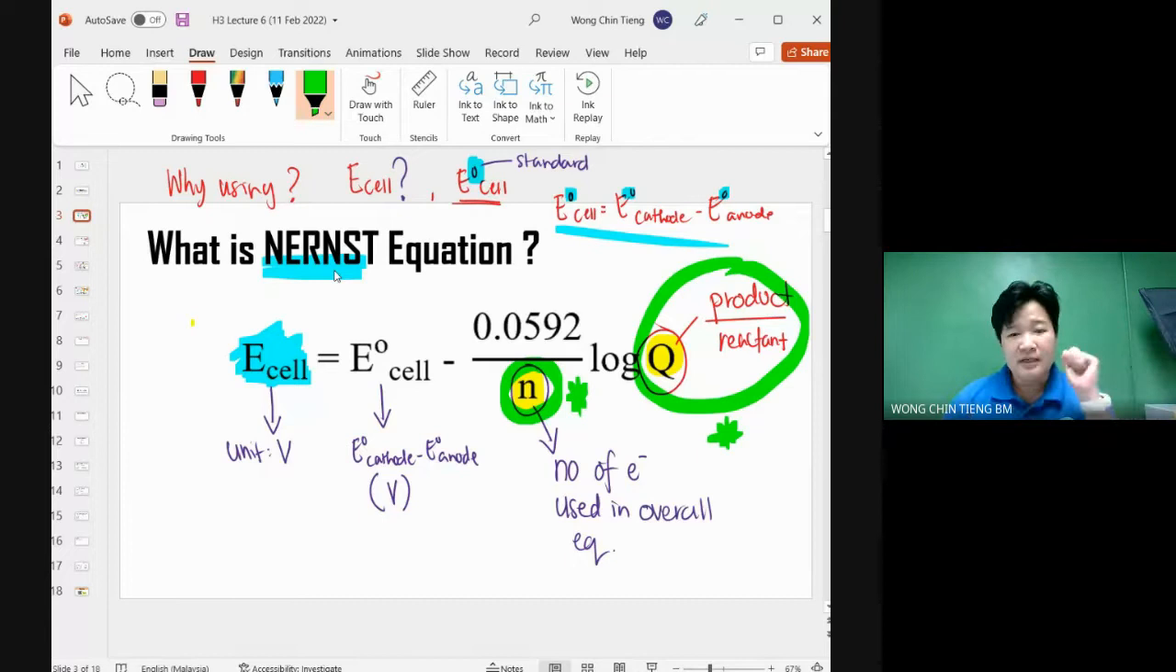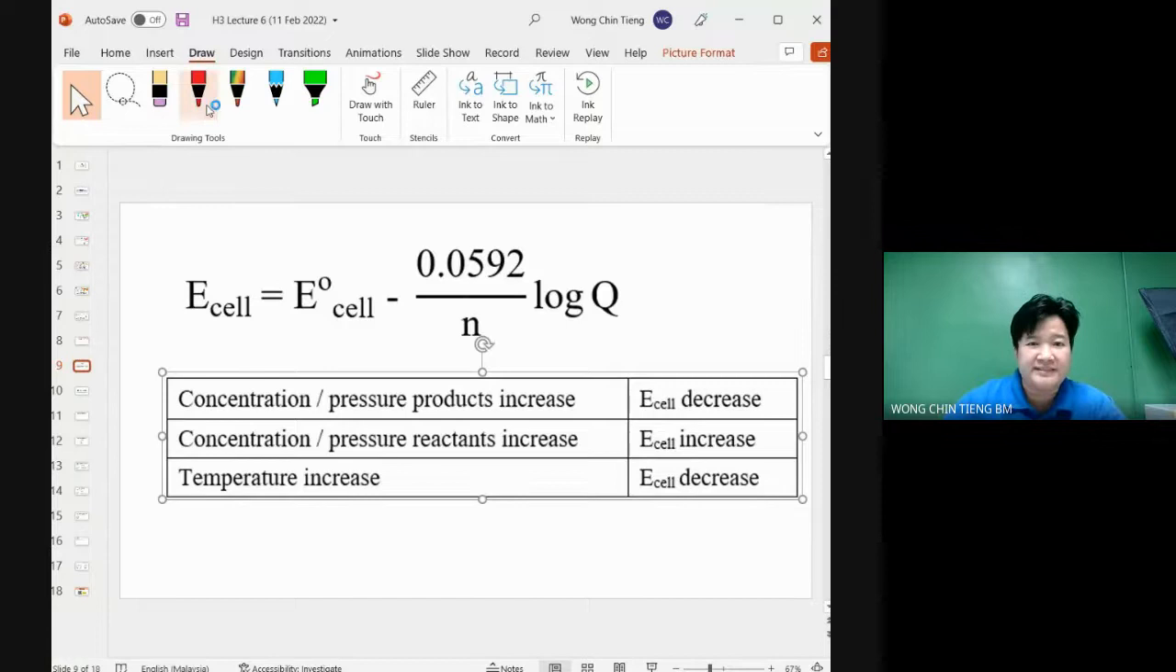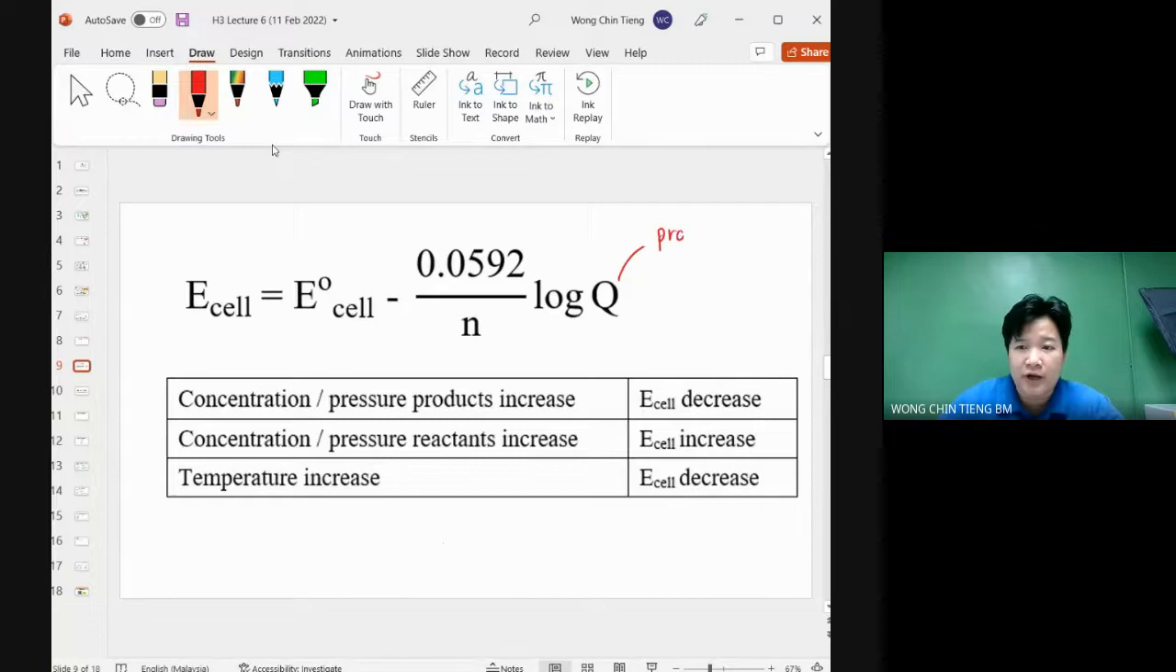Then we move a little to this one: what will be affecting your E cell? Before I move on, just a kind reminder here. Your Q is your product versus your reactant. Just to remind you, it is product over reactant, of course to the power of stoichiometry. And we only take into account gas and aqueous. We discussed this earlier. Here we want to focus on this part.